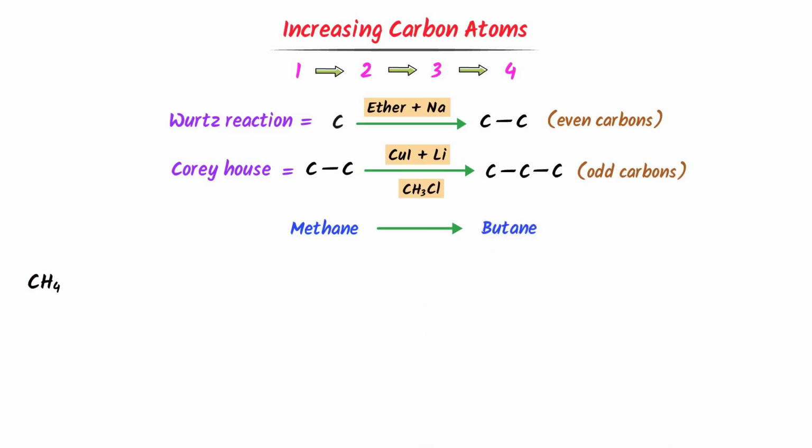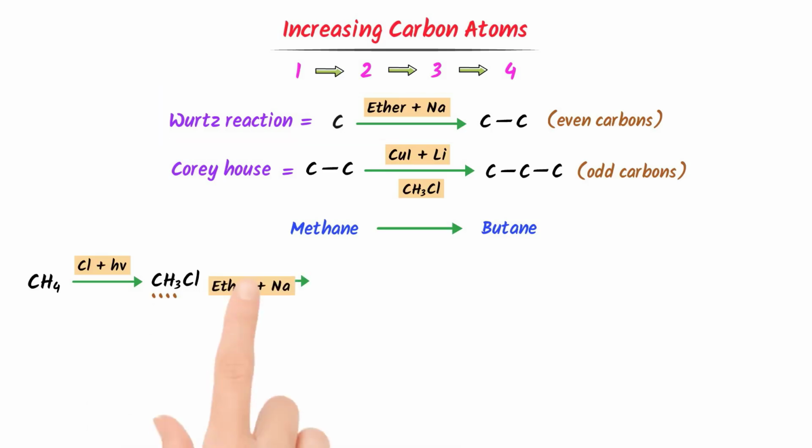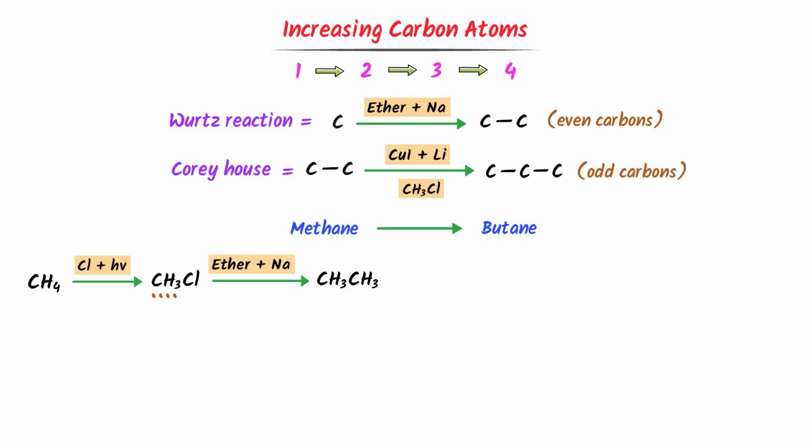We know that CH4 is less reactive. Firstly, we have to activate it. In order to activate it, we always add chlorine and UV light to it. We get alkyl halide. Now according to Wurtz reaction, we can convert this CH3Cl to 2 carbons. Hence I add sodium plus ether to it. I get ethane. Now this ethane is also very less reactive.